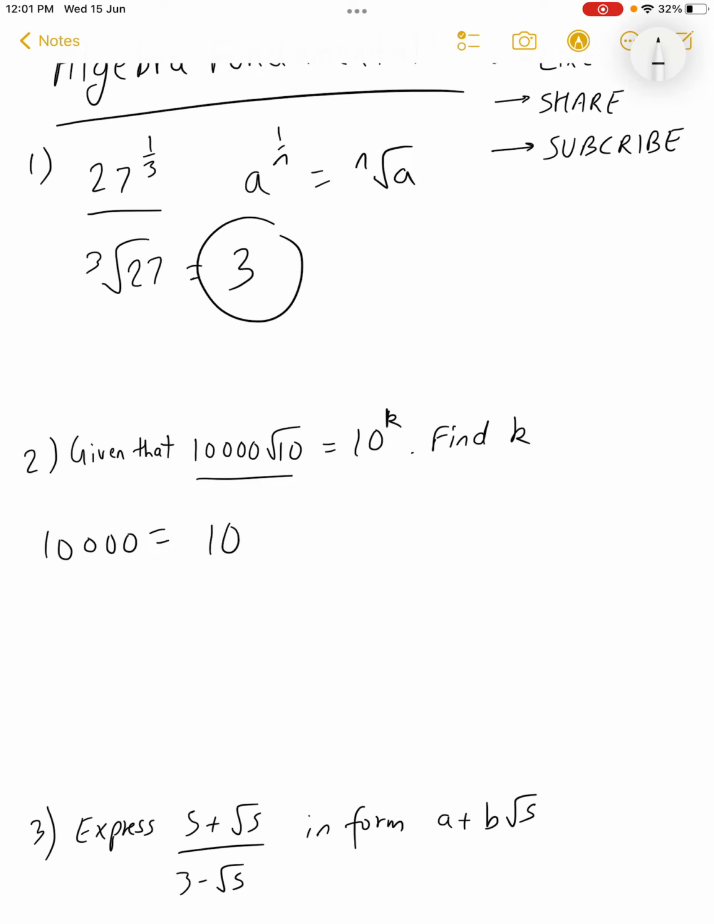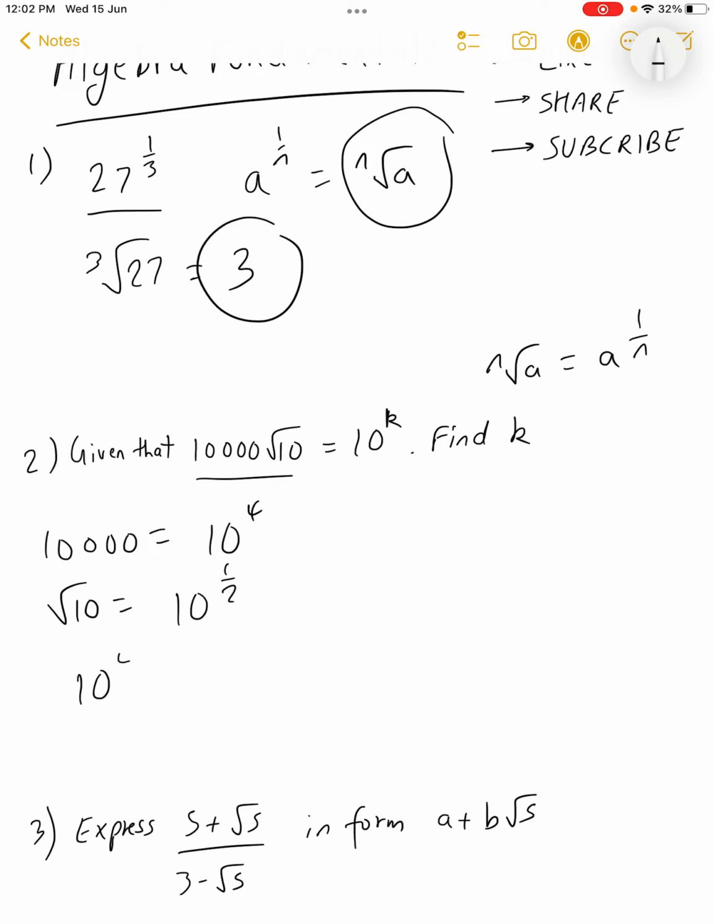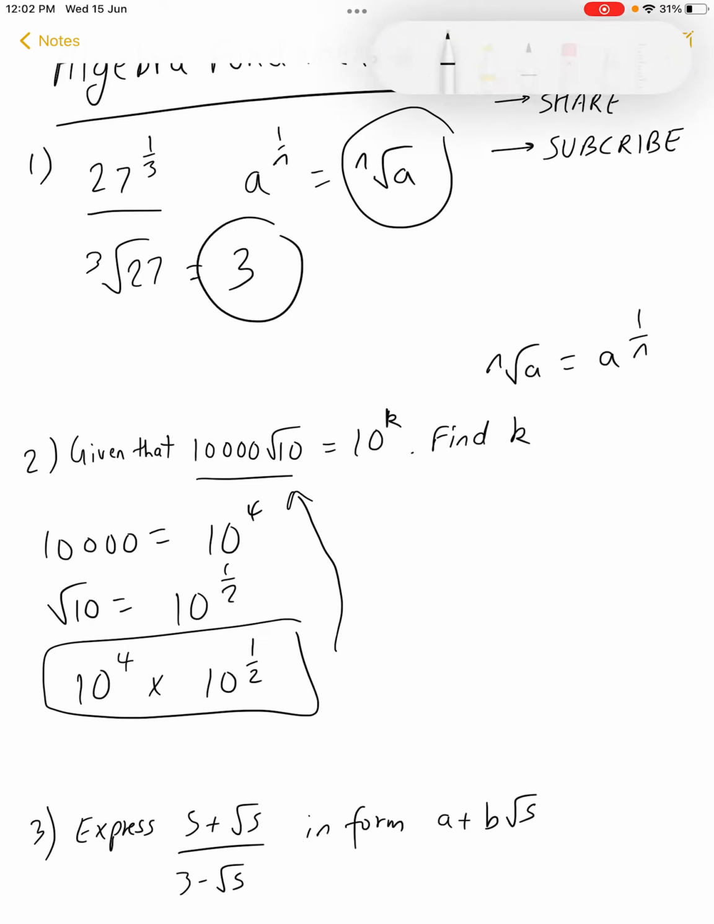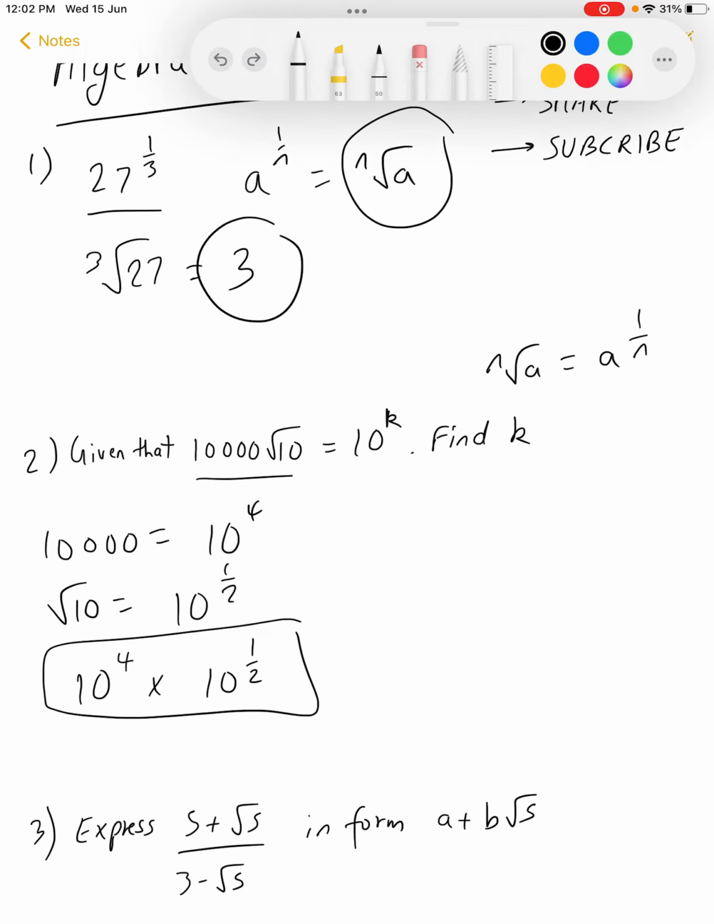That is basically just 10 raised to the power 4. We know that, and we know that square root 10 is 10 raised to the power of half, since it's a square root, it should be half. So indirectly that is 10 raised to 4 times 10 raised to half. We're just writing this in index notation, which is equivalent to 10,000 square root 10.